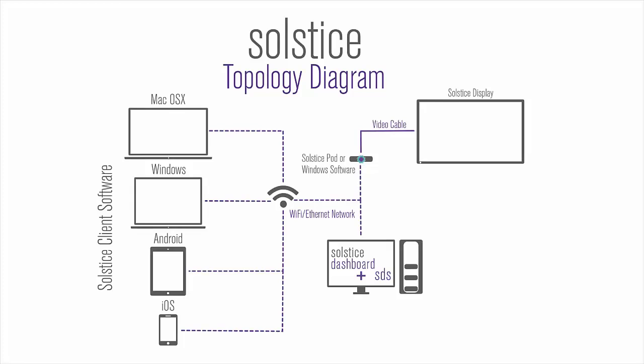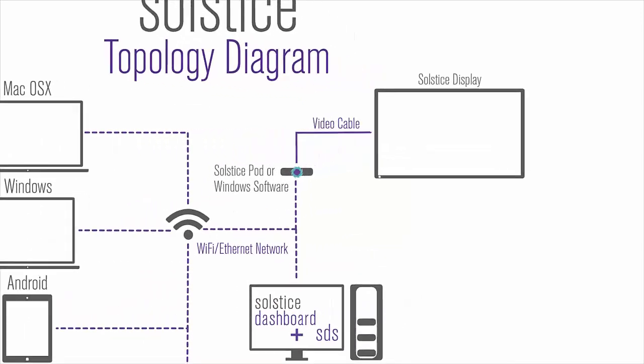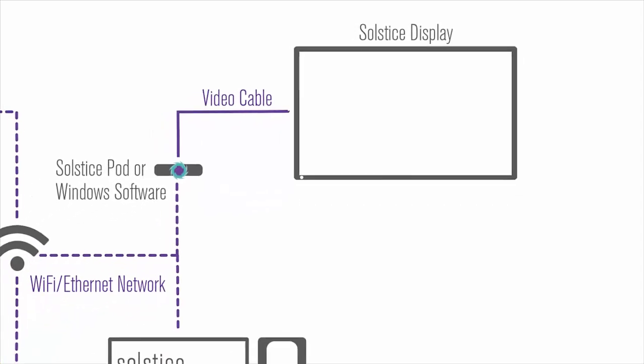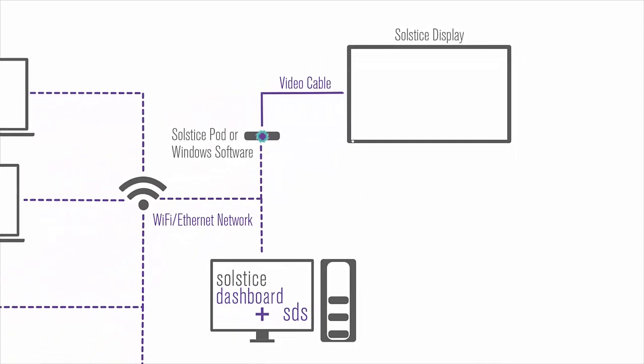To start, I'd like to show you a topology diagram that depicts a typical Solstice-enabled conference room setup. Let's jump into the diagram. In the upper right-hand corner, you'll see the Solstice display. This is the main display in your conference room, classroom, or meeting room. It can be a flat panel, projector, or a video wall.